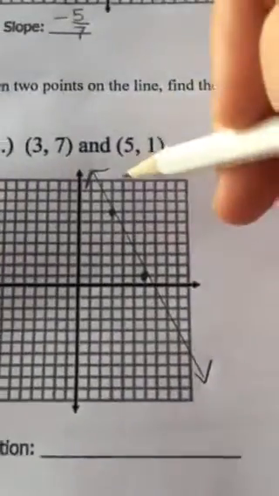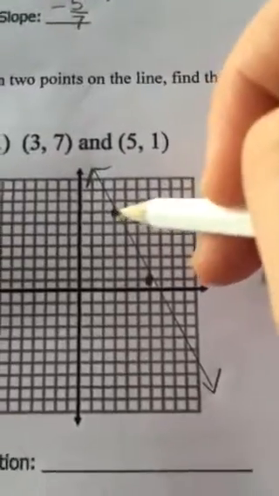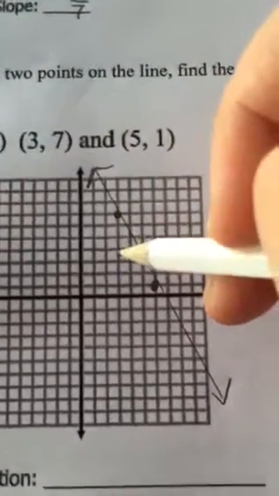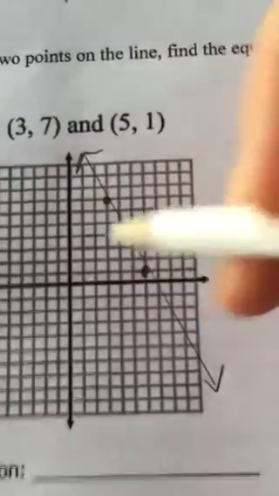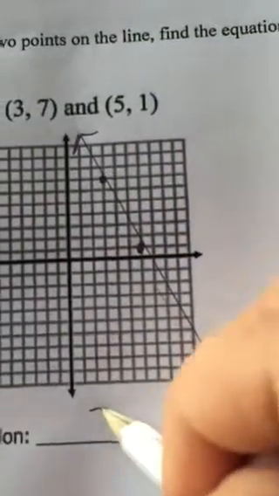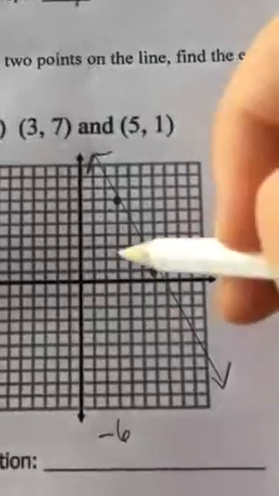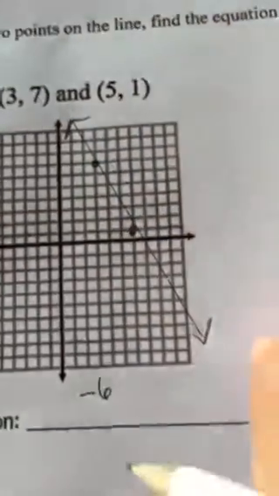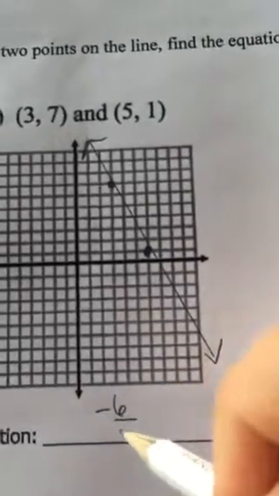So remember, you're going to start at the one on the left, and you do your change in y. So I'm going to see how far I go down. So I go down 1, 2, 3, 4, 5, 6. So I went down 6. And then I went over 1, 2, 3. So I went over 3 to the right.